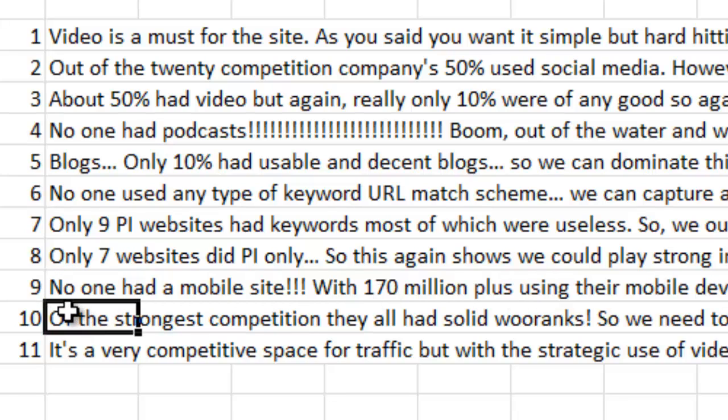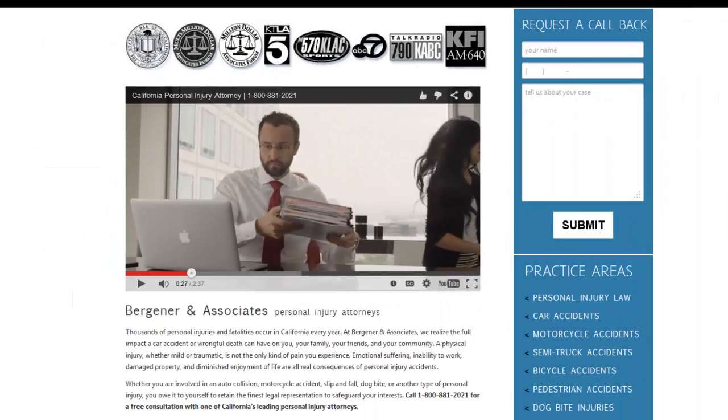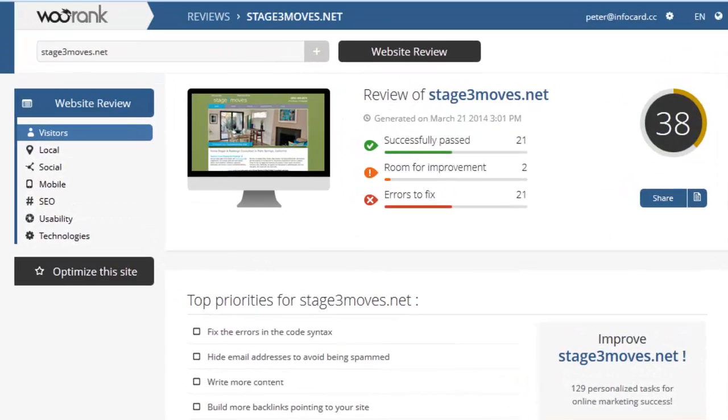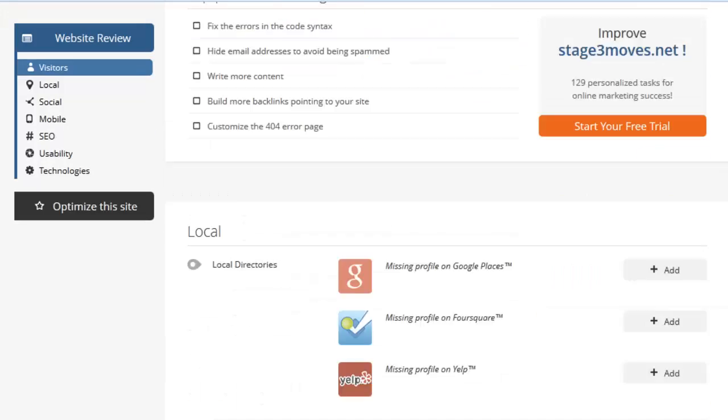No. I don't think so. And then the strongest competitors, they all had really solid WooRank scores, and WooRank is one of those things that I subscribe to. Here's woorank.com, and you can really go take a look at websites and how strong they are, what technologies they use. And this particular one, the average score is 50. This is 38 for this particular client or potential client.